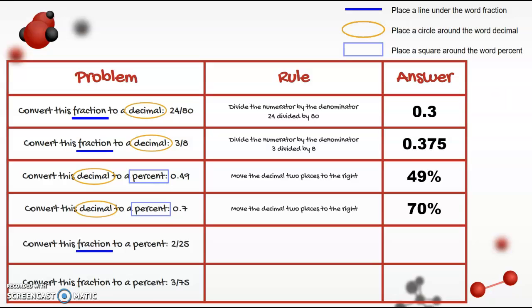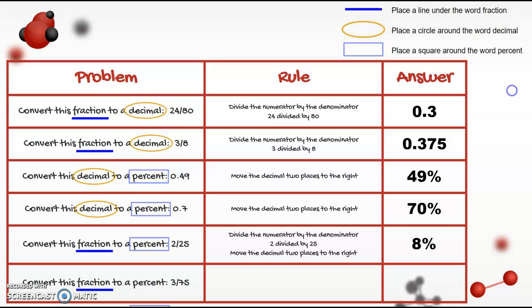The last one is I'm going to convert this fraction to a percent, and the fraction is 2 over 25. So I need to do a couple things. I need to divide the numerator by the denominator. So 2 is divided by 25. I'm going to move the decimal 2 places to the right after I get my division answer, and that's going to give me 8%.